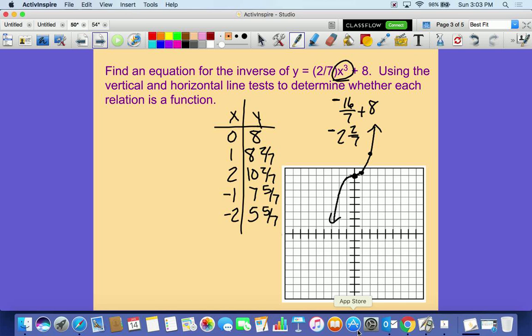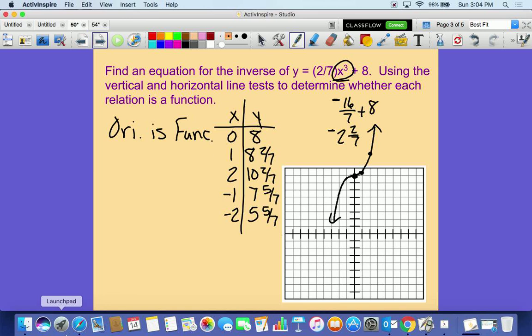Now, use the vertical line and horizontal line test to determine whether each relation is a function. Well, if we look at this graph and we use our pencil to draw in vertical lines here, we're never going to hit that graph more than once. So the original is a function. We'll have to tell if the inverse is a function also.